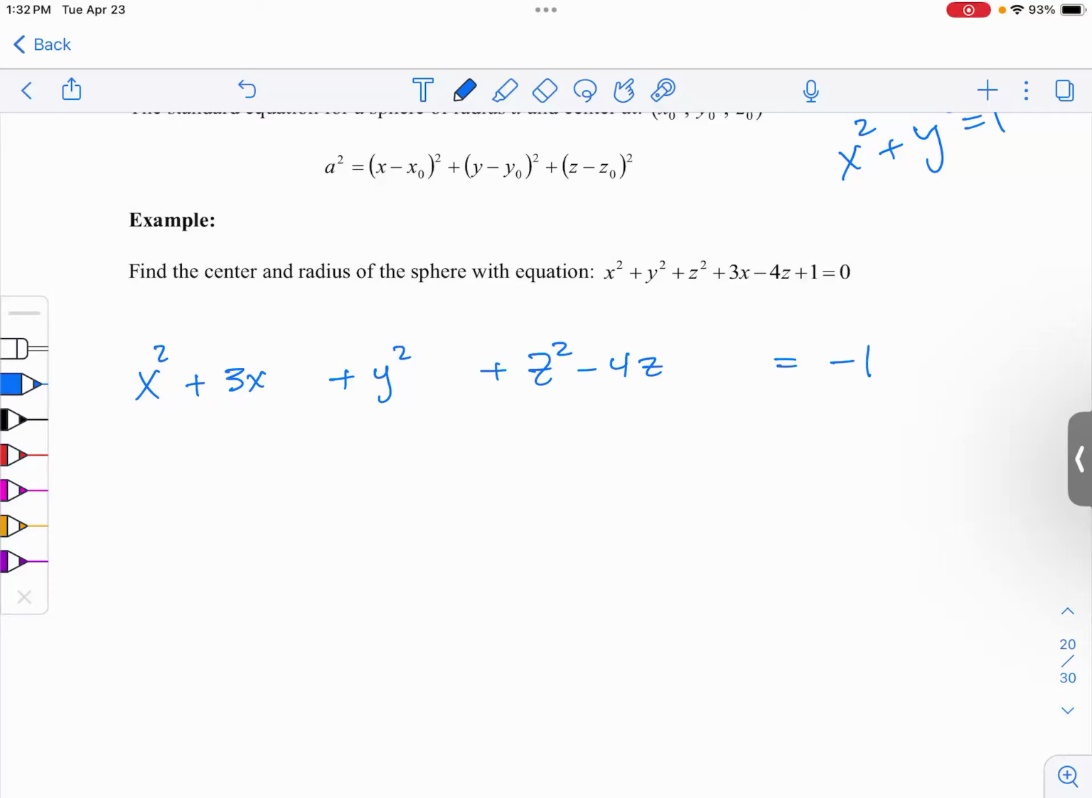And while I'm at it, I'm going to put that 1 to the other side. Okay, so I put all my x's together, all my y's together, and all my z's together. And then I just move that 1 to the opposite side. Once I have this, I already know at least the y coordinate of the center of my sphere. What is it?